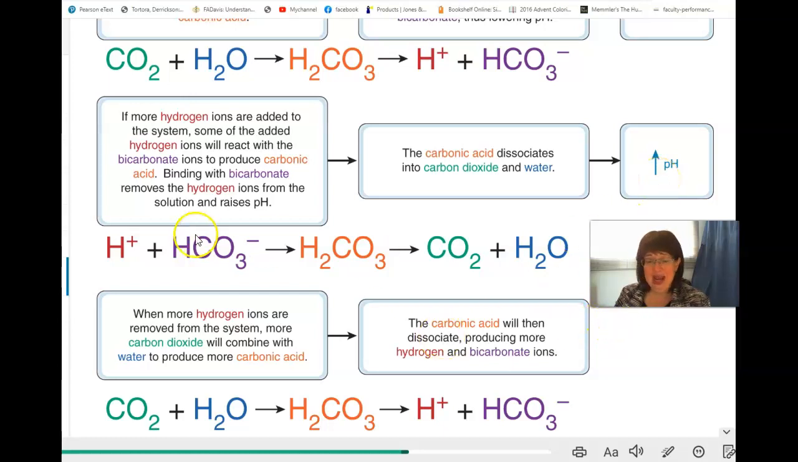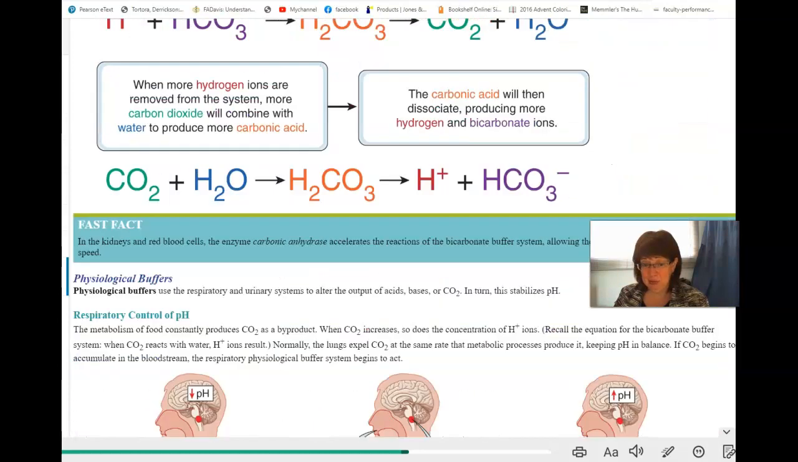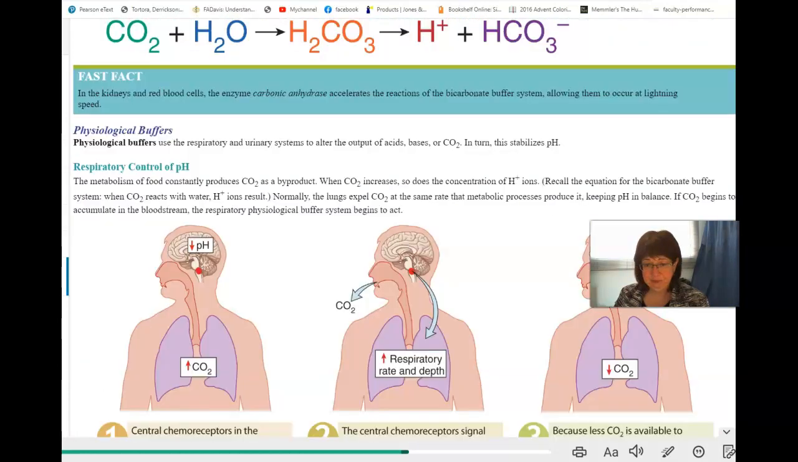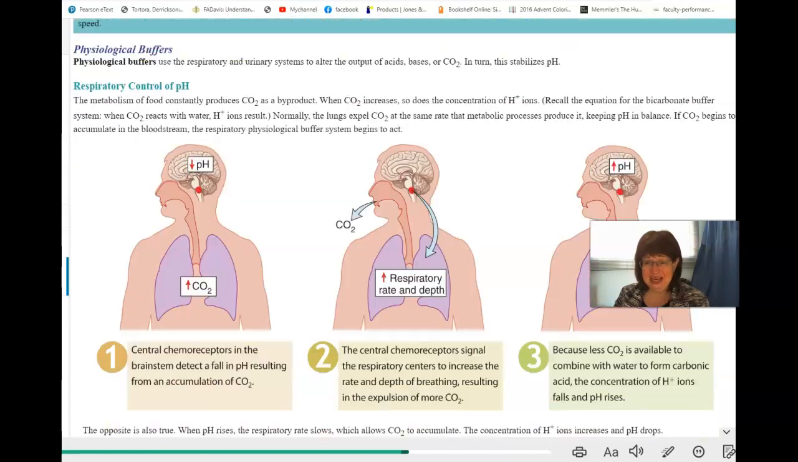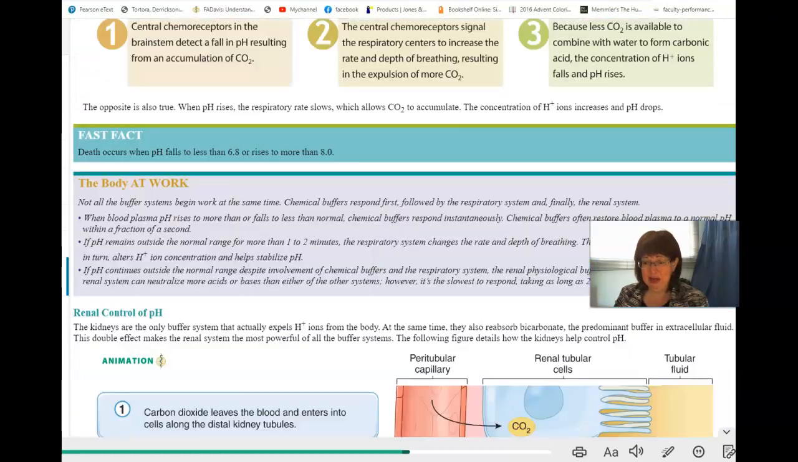Okay, so here's how the bicarbonate ion buffer system works. If you have too much hydrogen, the carbonate can take it, react with it, and produce carbon dioxide. And you just breathe out and you've got carbon dioxide removed from the body. Okay, and this is all stimulated by your respiratory rate.